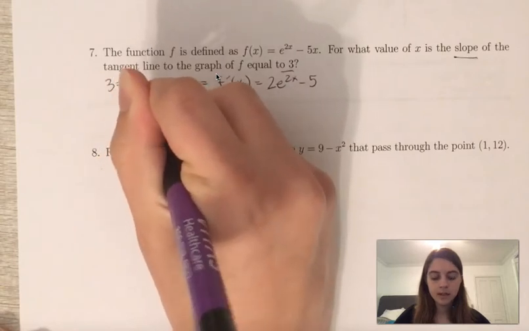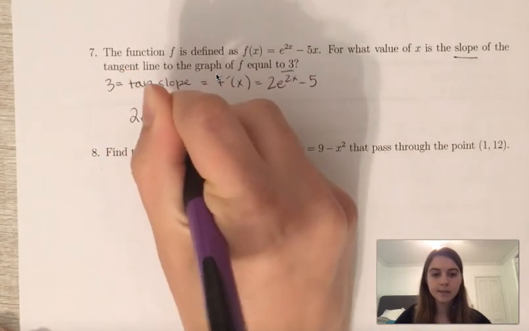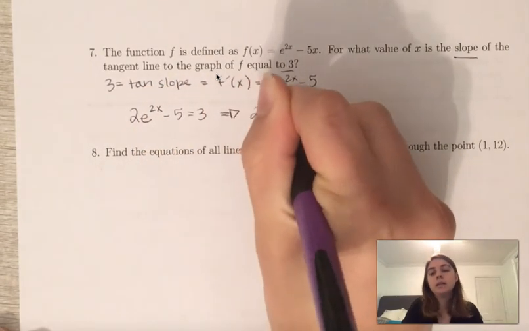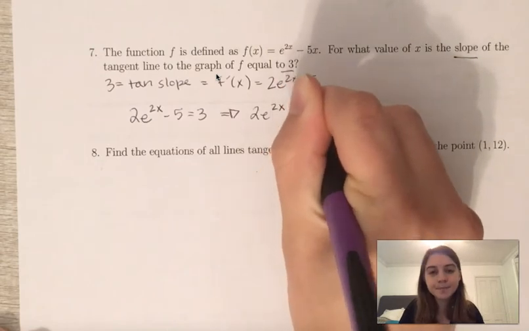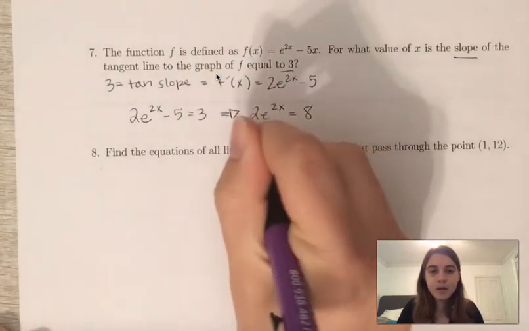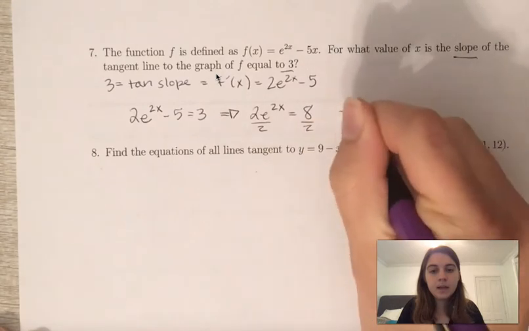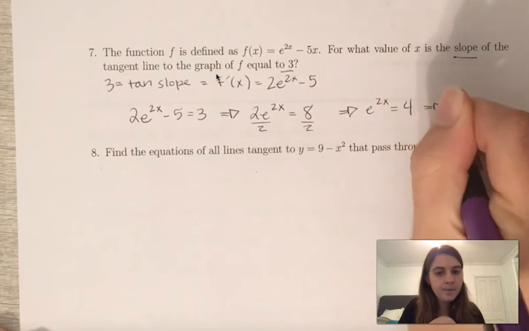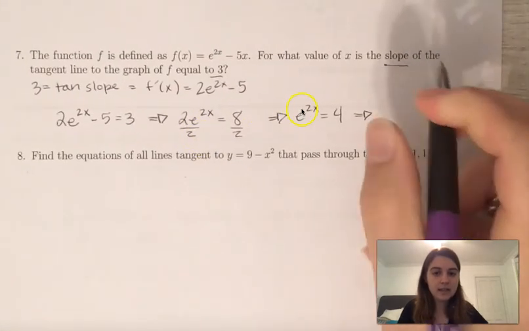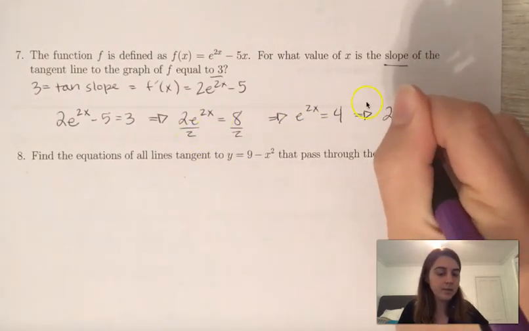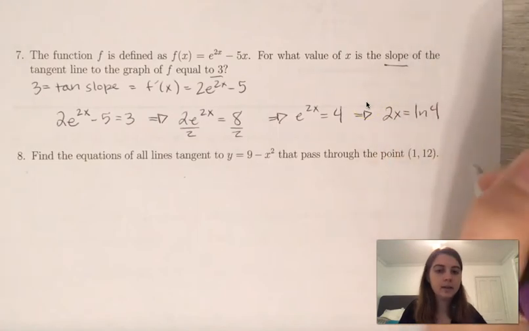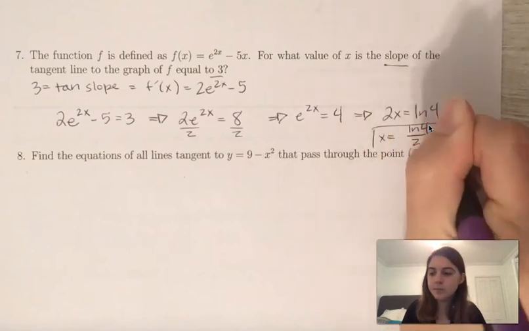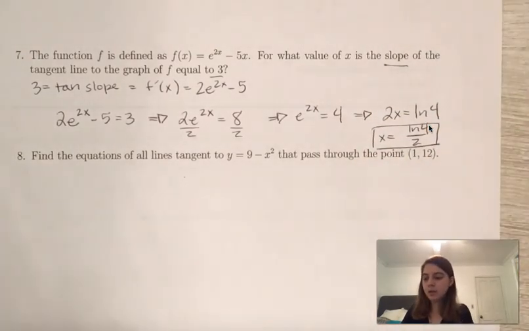Forgive my hesitation there. I definitely had a brain fart as I was writing this, but I figured it out. So then we got 2e to the 2x equals 8. And remember that to the inverse of e to the 2x, you would take the ln of it. But before we can do that, we have to isolate the e to the 2x. So we have to divide by 2 on both sides. And now we can do the ln. So now we just get 2x is ln of 4. And you can just leave it like that, because you don't have to know that off the top of your head.